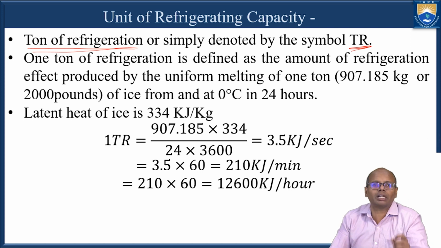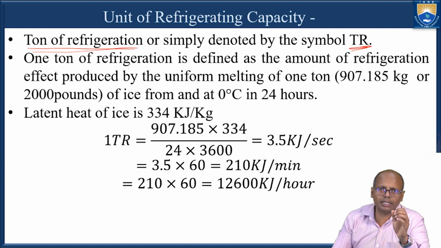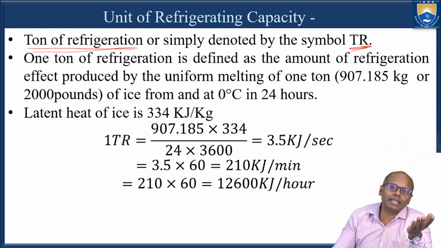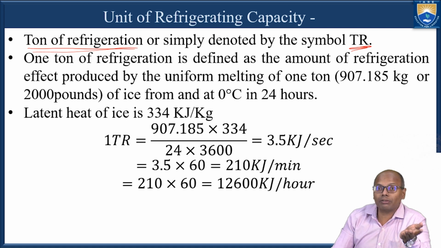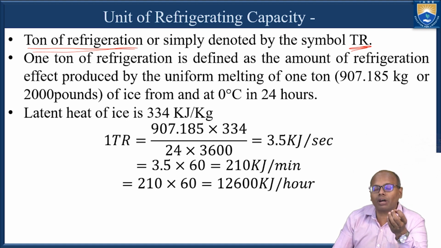Now what is this 1 ton of refrigeration? 1 ton of refrigeration means we are taking 1 ton of water, and at 0 degrees centigrade we are converting it into ice. So that is one way. The other way is that we are adding the latent heat. But what is refrigeration? We have to supply the cooling effect. So what can we do?